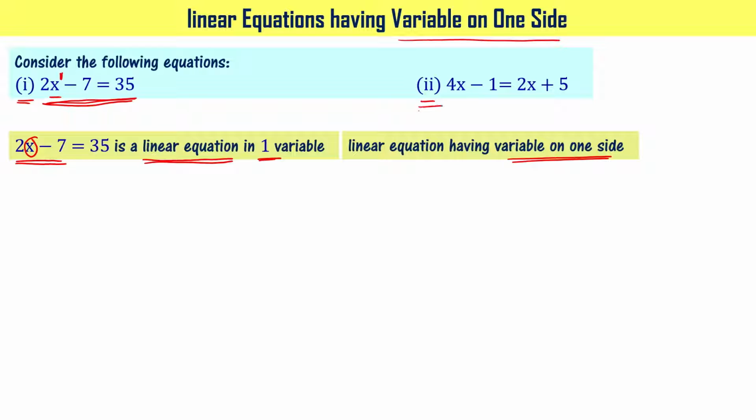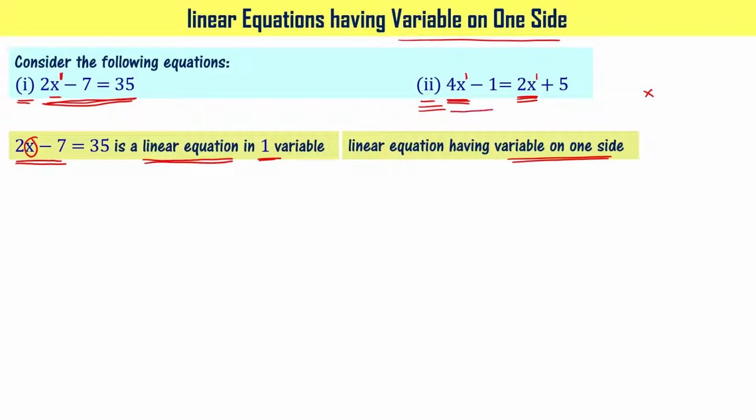Now let's look at the second equation, that is 4x minus 1 equal to 2x plus 5, right? There are two terms containing x. The variable in this particular case is just x, right? But interestingly, the terms containing x are there on both the sides. Let's look at the degree of these terms. This particular term has got power 1, x power 1. This also has got x power 1. For that reason, you say that the degree of this term is 1 and the degree of this term is also 1, and the highest degree is 1, right?